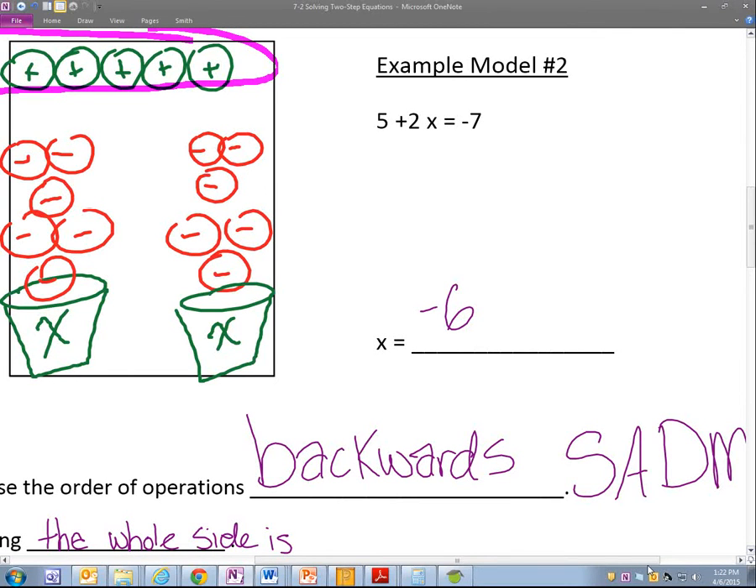So we have 5, which is a positive integer. In order to undo that, I have to subtract 5 from both sides because addition. Oh, I need to have this up there. SAD map.